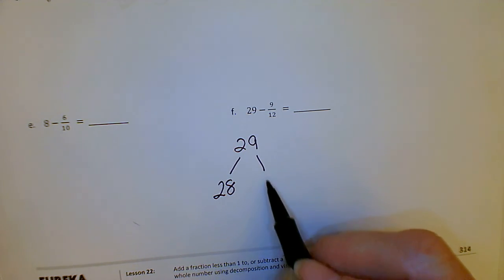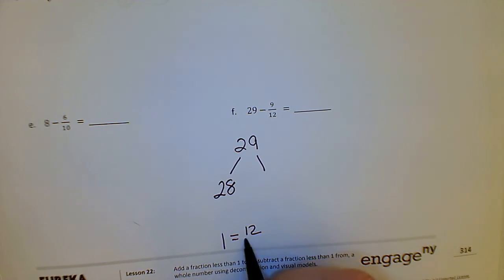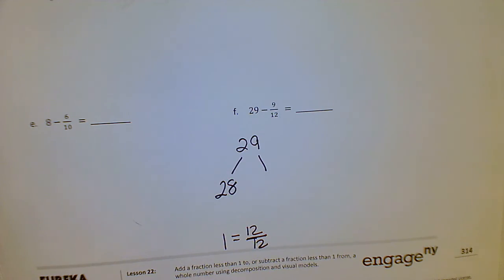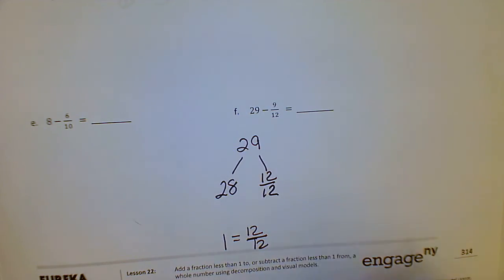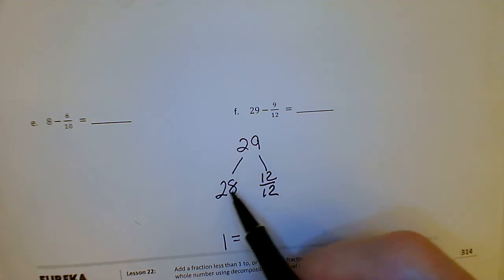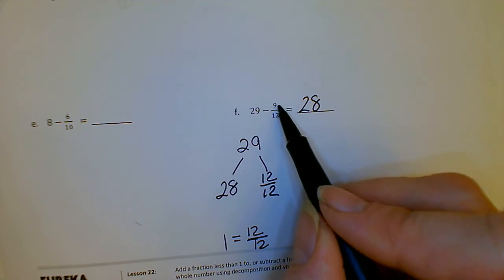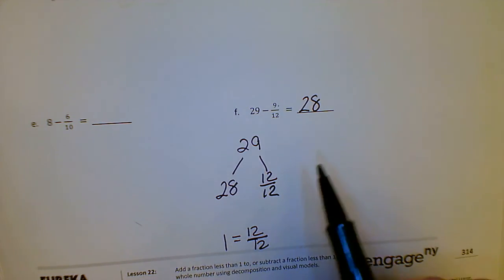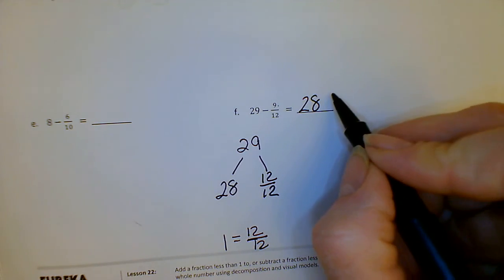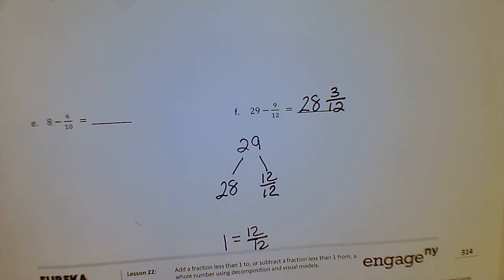But I don't want to write 1 because 1 isn't going to help me. I want to turn that 1 into 12ths. And what I know is that 1 is equal to 12 12ths. So I'm going to write 12 12ths. So really this is 28 plus 1 is 29. All right, so I'm going to keep my 28. Nothing's happening to that 28. But now I have 12 12ths minus 9 12ths. Well, 12 of this size pieces minus 9 of those pieces. 12 pieces minus 9 pieces leaves me with 3 pieces. And what size pieces are those? Those are 12ths.